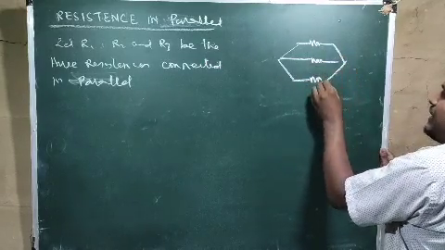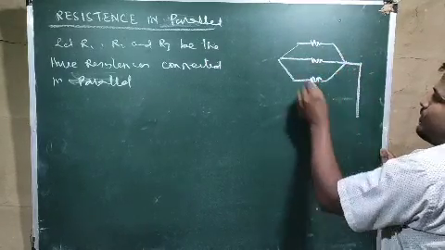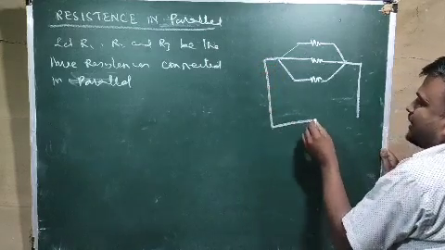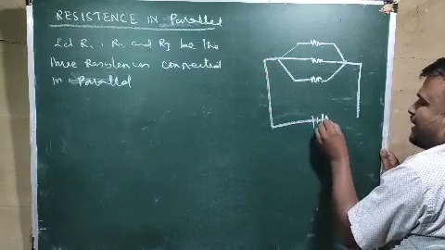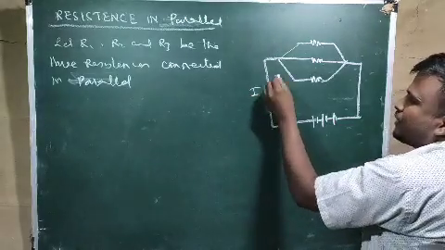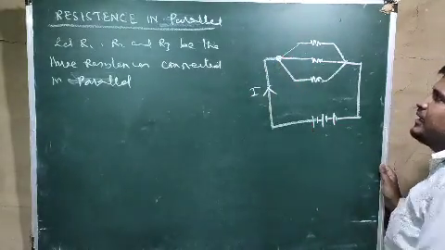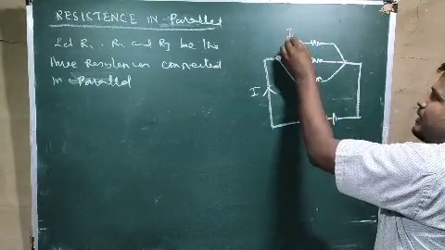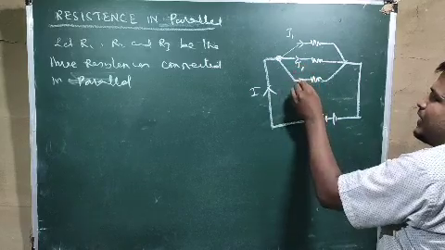In series combination, current remains the same because current does not get divided in the circuit. But in parallel combination, suppose current I is passing here. At this junction, this current will get divided. Across this the current will be I1, here I2, here I3.